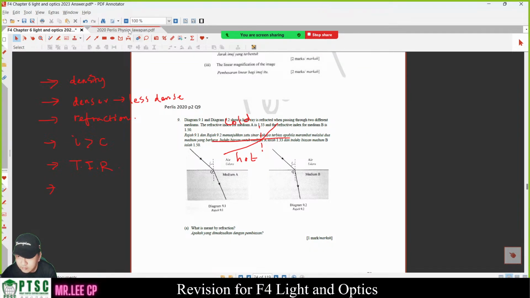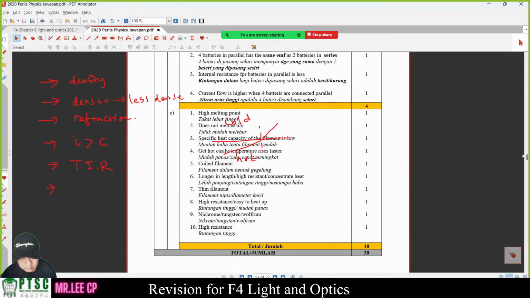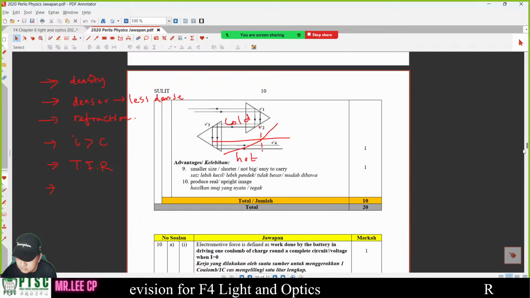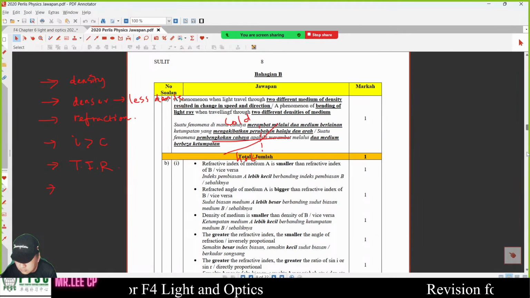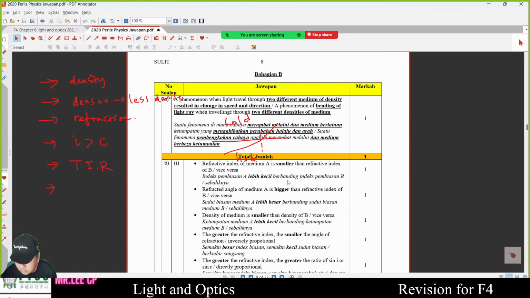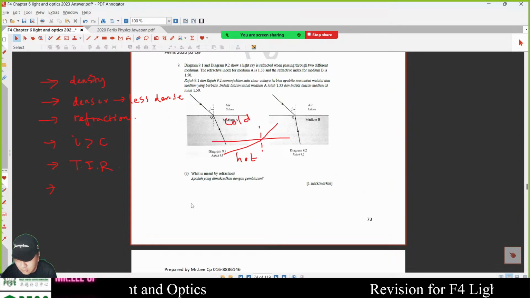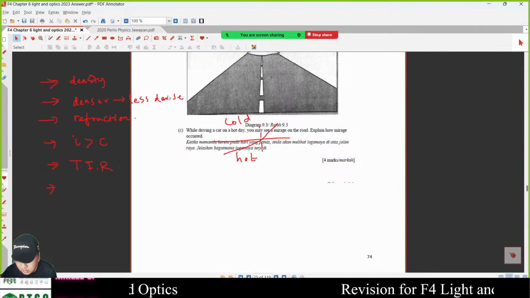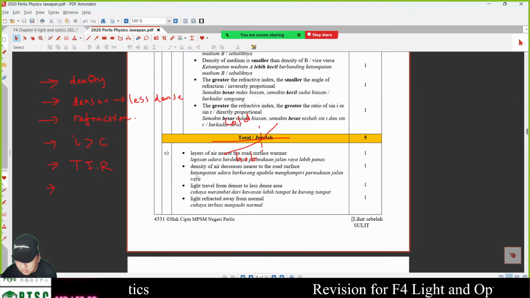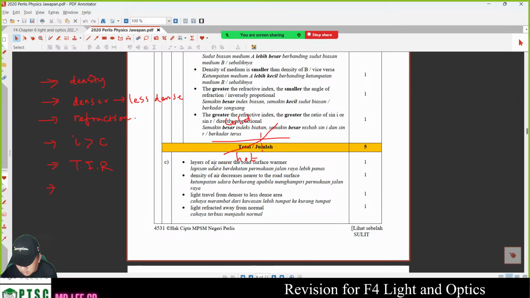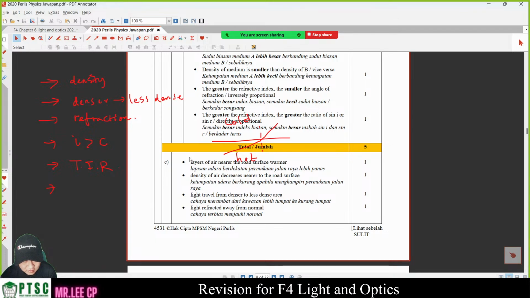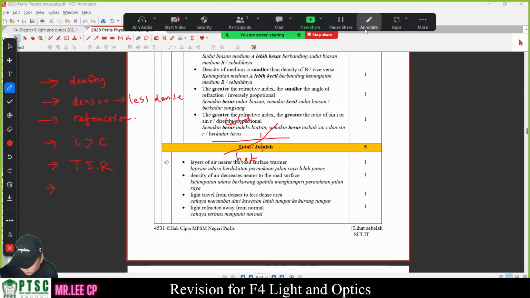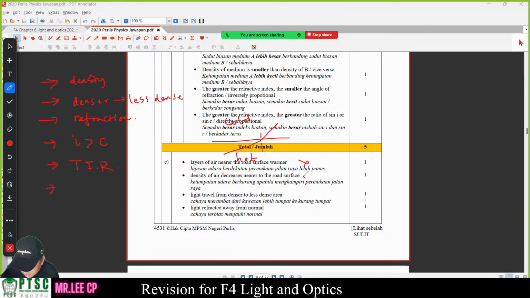Question number 9. A, B, C. Okay. The layer of the air near the road surface is warmer, right? Hotter. So the density of the air decreases, right? After all, you talk about density. This one I got 1 mark. This one I don't have, this one I got.